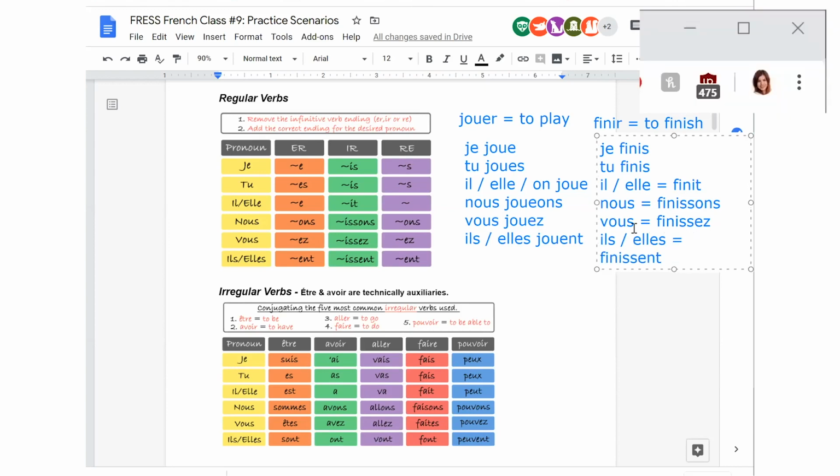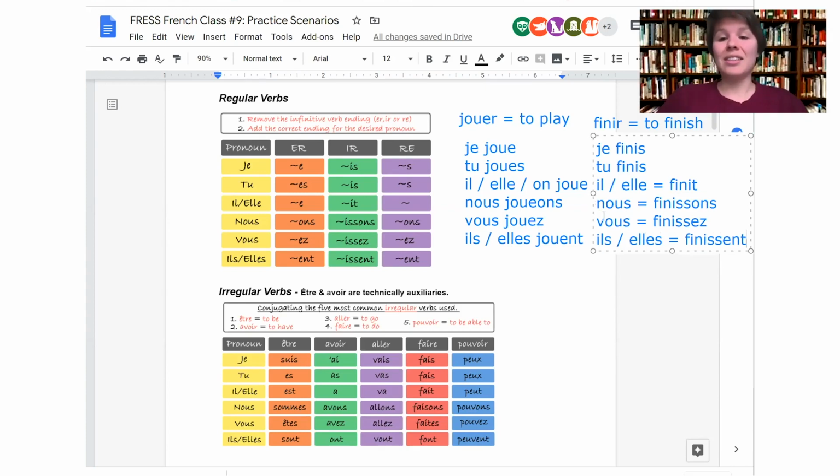Finis. Yeah. Ils finissent. Or elles finissent. Yeah, because you do pronounce the S's, but you don't pronounce the ENT. So, ils finissent, elles finissent. But not the same as il finit, elle finit. So that's the difference. You will actually hear a difference in the conjugation of that form. So yeah, that is the second group of regular verbs.